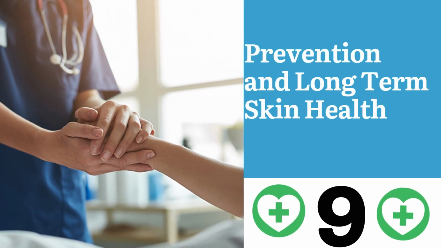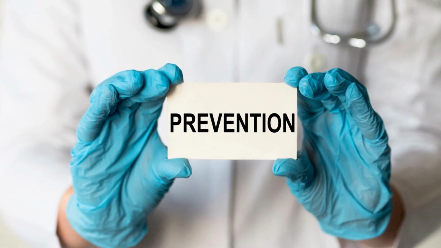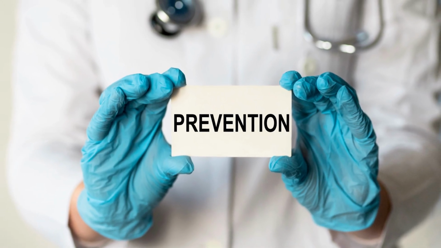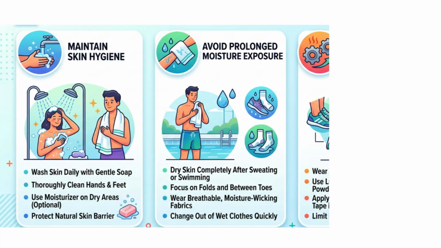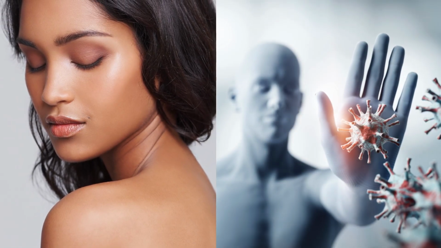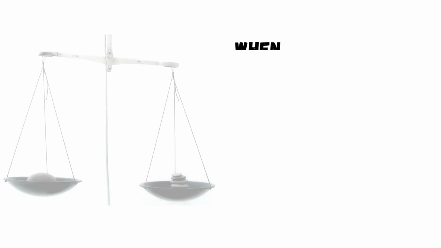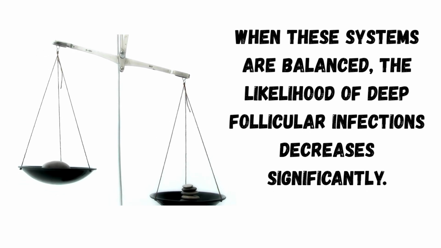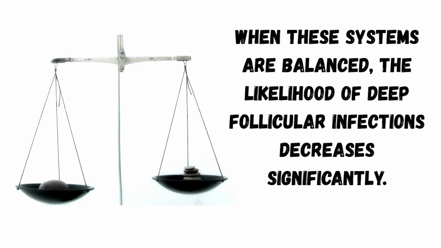Number 9, prevention and long-term skin health. Preventing carbuncles involves reducing the conditions that allow bacterial infections to develop in the first place. This includes maintaining skin hygiene, avoiding prolonged moisture exposure, and minimizing friction in vulnerable areas. On a deeper level, prevention is about maintaining skin barrier integrity and supporting immune function through overall health. When these systems are balanced, the likelihood of deep follicular infections decreases significantly.